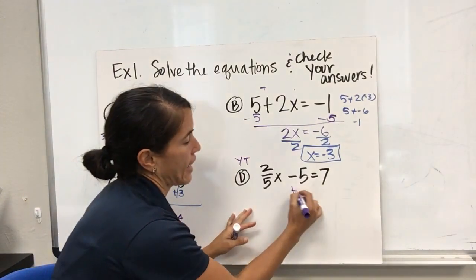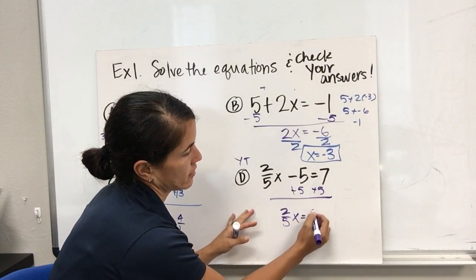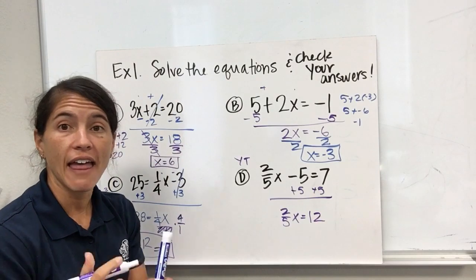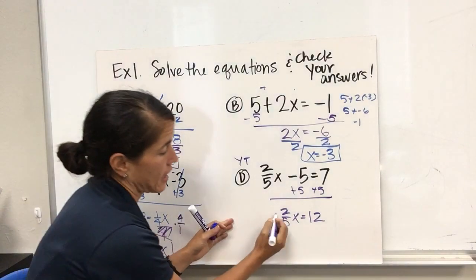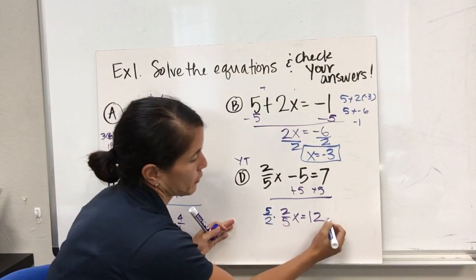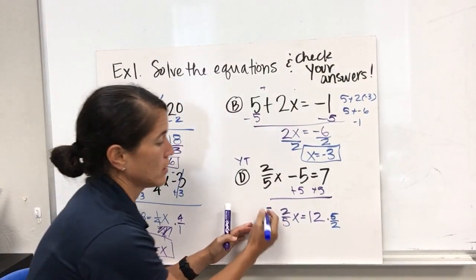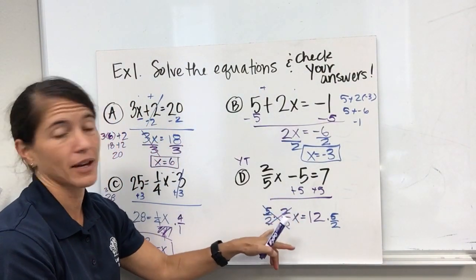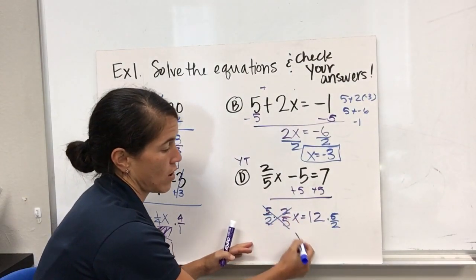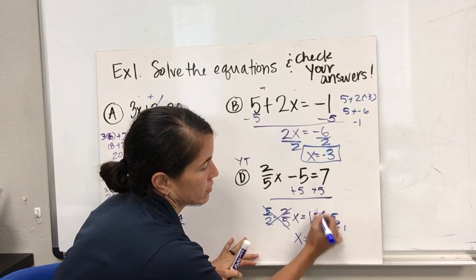All right, so I'm going to add 5 to both sides. And then 2/5 x equals 12. Now I'm going to multiply by the reciprocal. Those are going to cancel because when you multiply by the reciprocal, you get 1. So I have 1x. And then 12 times 5. I'm going to cross cancel.